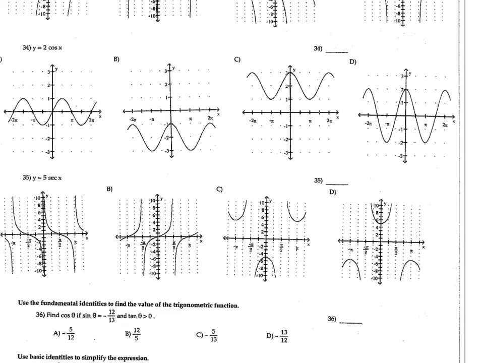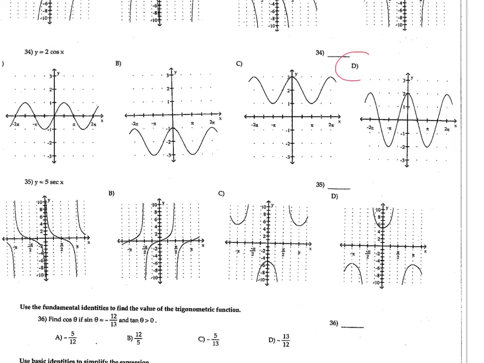Number 34. What was 2 cosine of x? And D is right. That is D. Number 35. Pi secant of x. Pi secant of x is C. The answer is D. Yes. Why is it D? Pi secant.